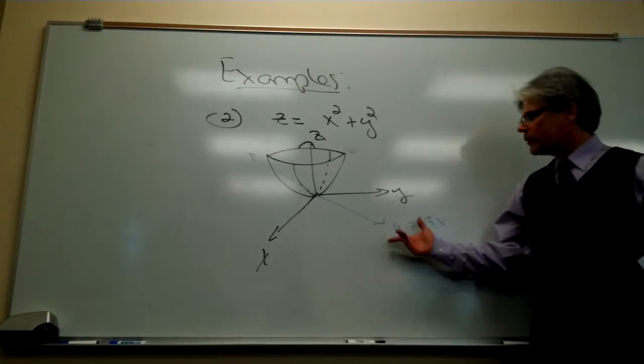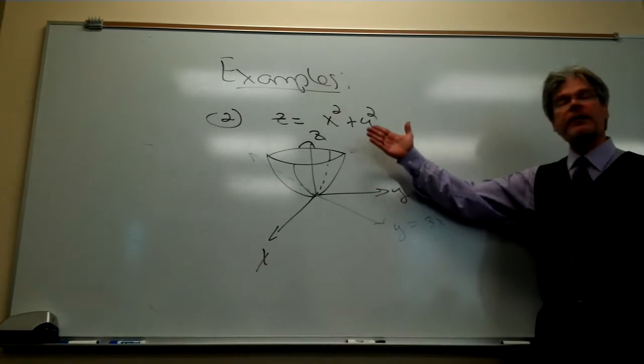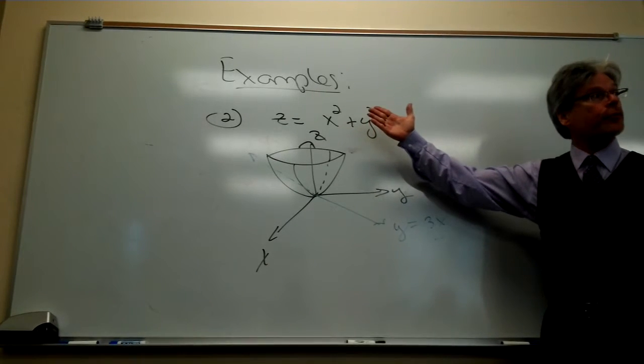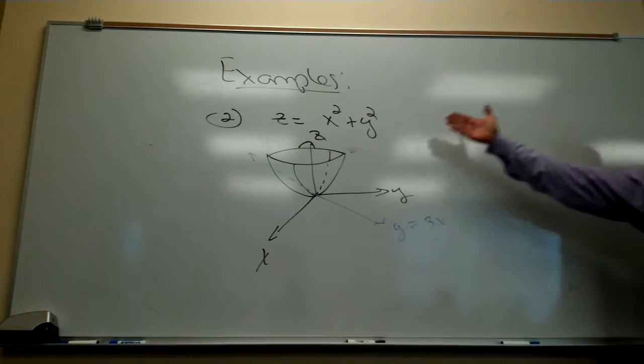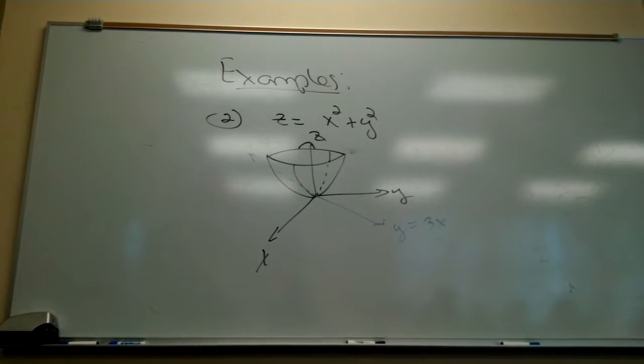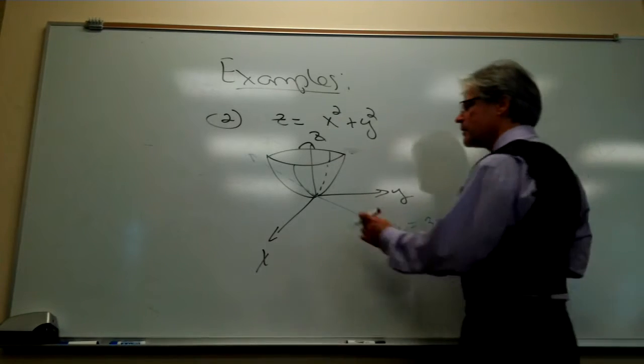Take a peek at the line y equals 3x. Create a vertical plane that's perpendicular to the xy coordinate plane, but cuts through the blue line. And now look at the intersection of that plane with that surface. Wouldn't that intersection kind of look like this?